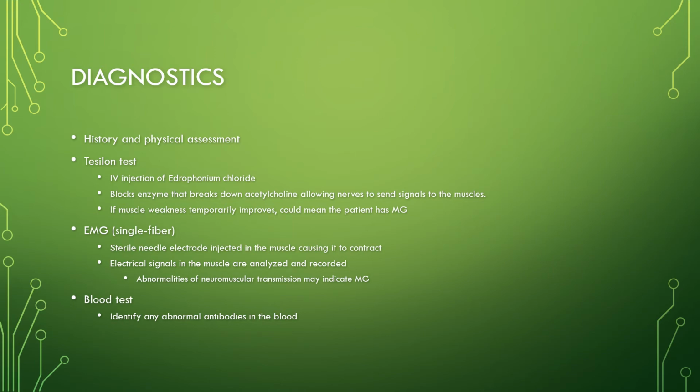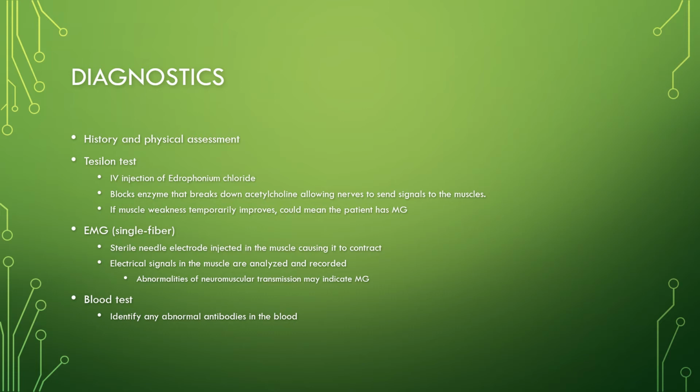The diagnostics for myasthenia gravis is obviously first history and physical assessment. The next test that can be done is the Tensilon test, which is an edrophonium chloride IV injection. If the muscle weakness temporarily improves, this can mean the patient has MG. Edrophonium chloride blocks an enzyme that breaks down acetylcholine, which allows the nerve endings to send signals to the muscle properly. A chest x-ray is done once MG is confirmed to assess for thymus tumors.